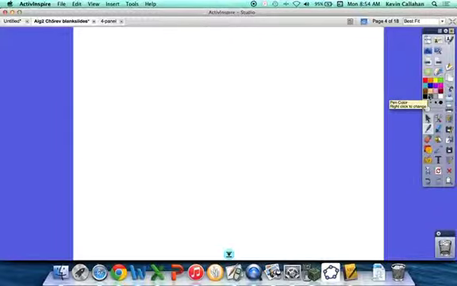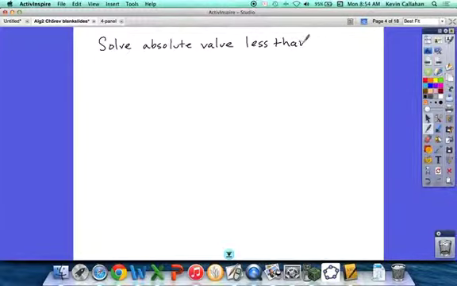I don't think that took. Solve absolute value less than. For example, 2x minus 1 is less than 5. The procedures are a little different when it's a less than or a greater than.